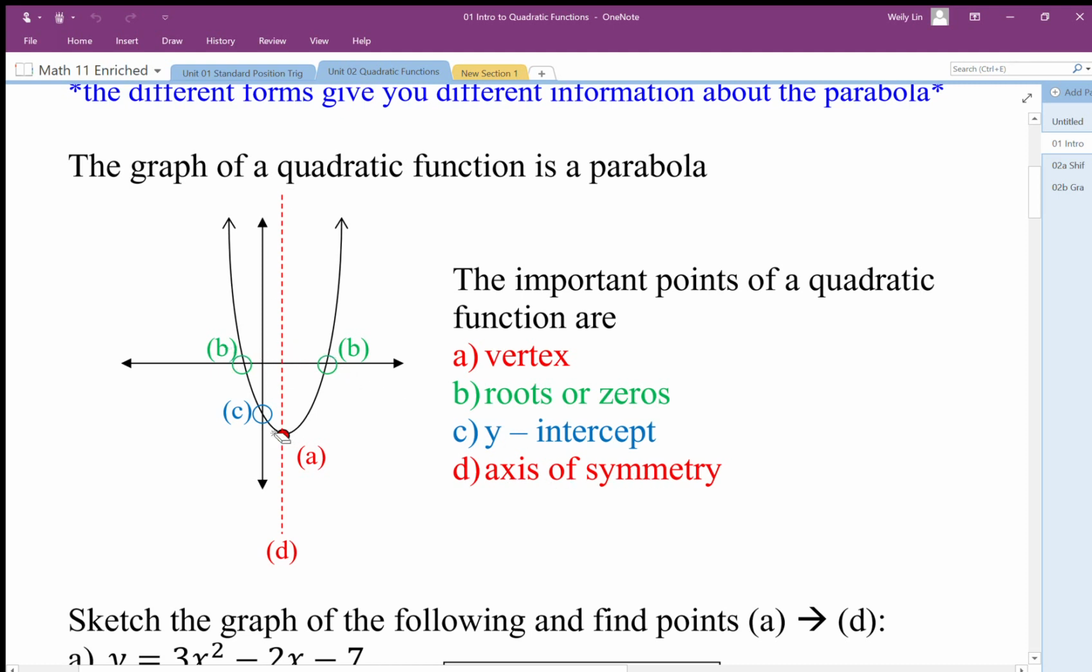And the vertex is going to be the most important part of this parabola. That's by far the most important piece because it identifies, first of all, the bottom or top of it, depending on how it's oriented. And it also allows us to find the axis of symmetry. And that point is called the vertex. Okay, so this is the most important part that we want to identify.